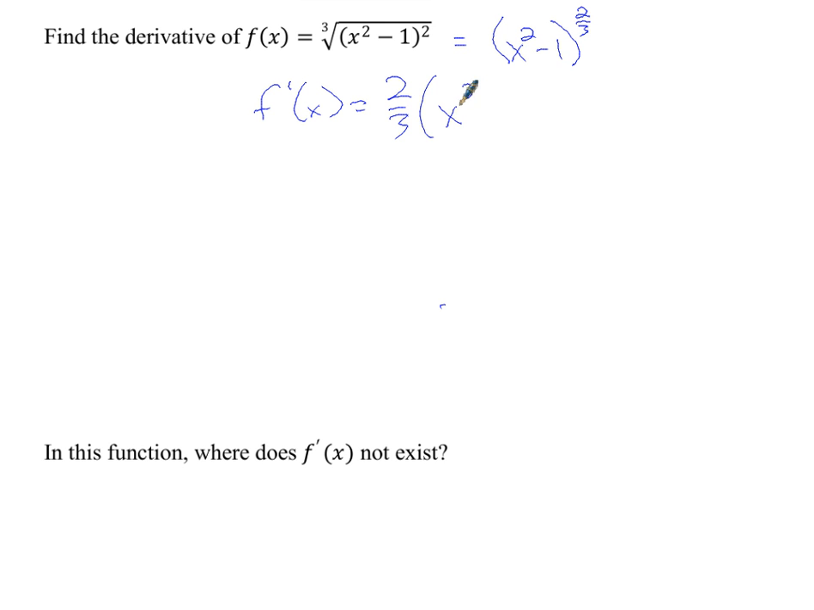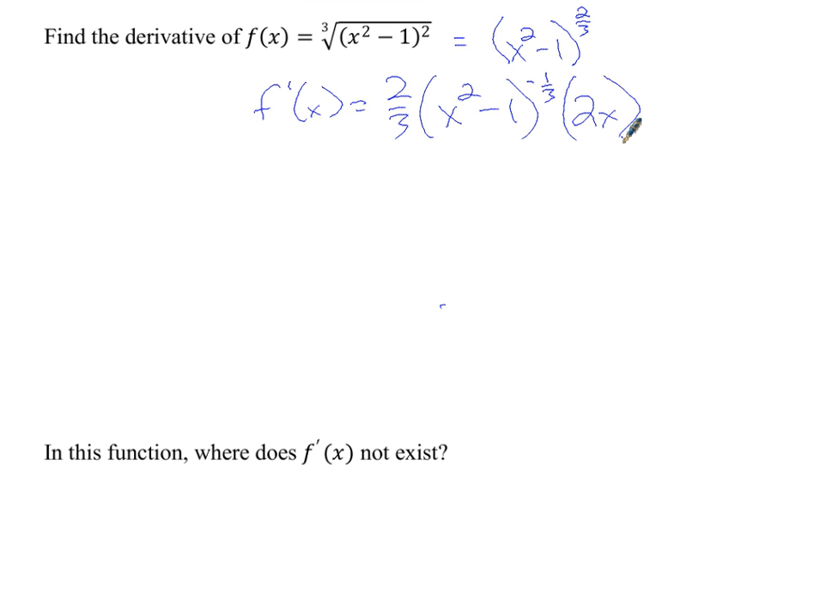What's inside stays the same. Then what? 2/3 minus 1 is -1/3. We decreased the 2/3 by 1, and it becomes -1/3. Then what? Times the derivative of what's inside, which would be 2x.